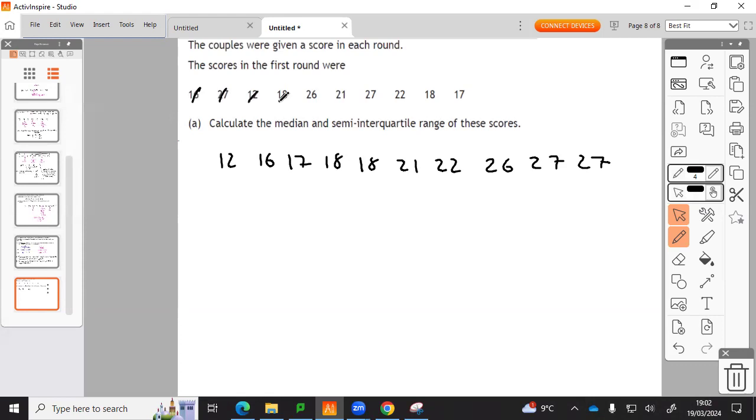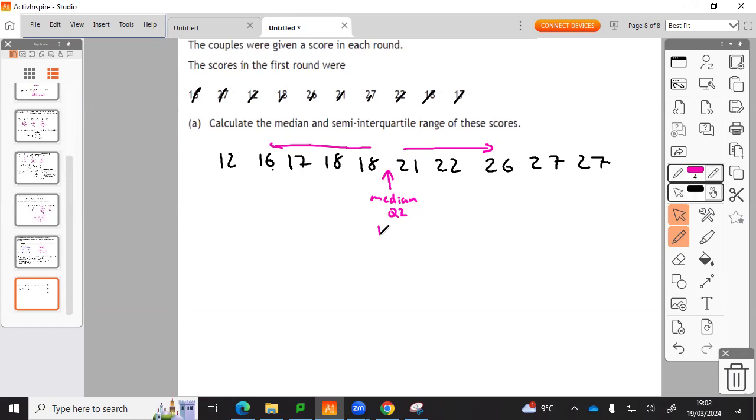Okay, so 1, 2, 3, 4, 5, 6, 7, 8, 9, 10. Just a double check, I've got the right number. So the median is, on the left, 1, 2, 3, 4, 5. So I've got 5 numbers to my right hand side and 5 numbers to my left. Okay, so bang in the middle. So that's my median or my Q2.